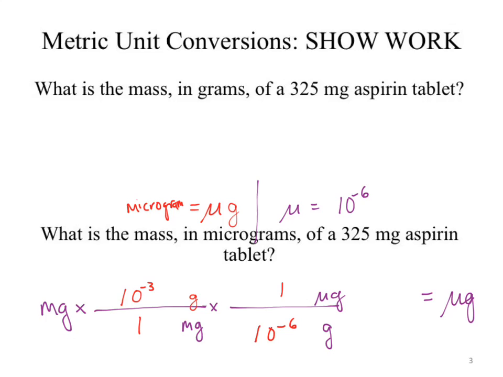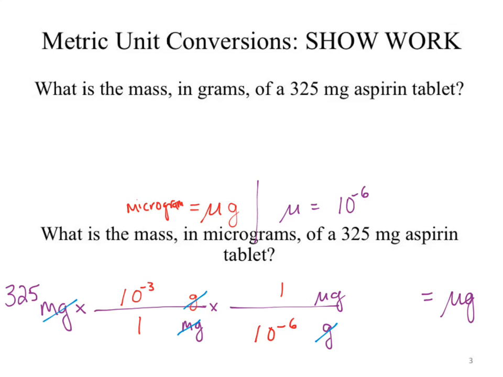Now when I track my units, what happens to the grams? They cancel. What happens to the milligrams? They cancel. What units do I have? Micrograms. I'm now in the proper unit, so now I can deal with my numbers. How many milligrams did I actually start with? 325.